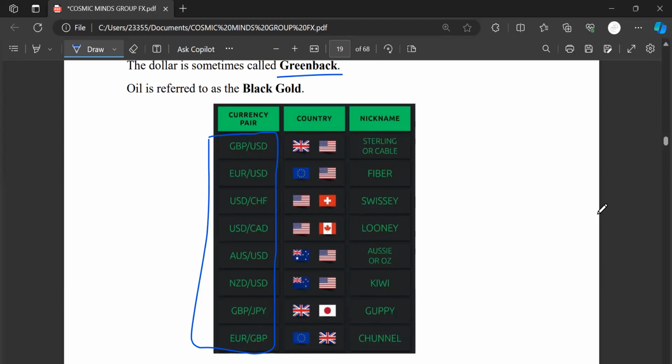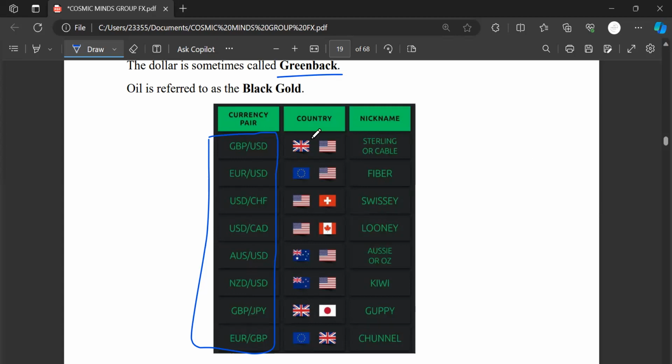You have the pound USD, the euro USD, the USD Swiss franc, the USD yen, the USD Canadian, that is it. You have the Aussie, the Australian dollar against the USD. We have the New Zealand dollar against the USD. We have the pound against the Japanese yen. We have the euro against the pound. So there are about 8 of them: 1, 2, 3, 4, 5, 6, 7, 8.